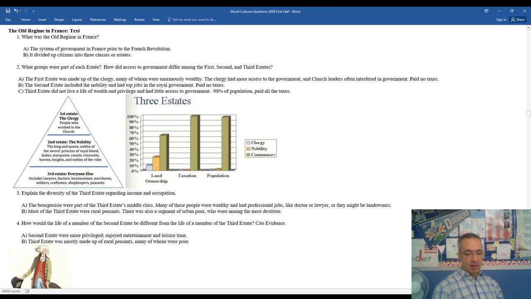Most of the third estate, however, were rural peasants, people who worked the land and kind of got by on a week by week, month by month, year by year basis. There's also a segment of poor who lived in some of the cities. These are those who were most destitute or down on their luck.